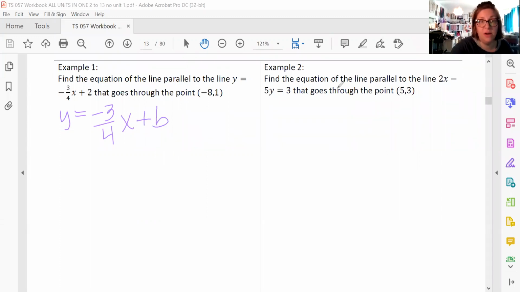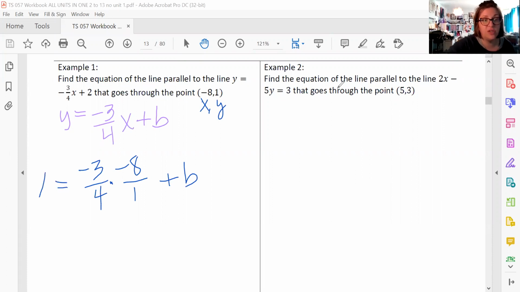And then I'm going to come up here and use my point, because remember, this is x comma y. So I'm going to take that x and make it negative 8, and I'm going to put it over 1 because it's going to get multiplied by this 3/4, plus b equals 1. So what I did is I just plugged my x and my y into this equation, and now I'm going to solve for b.